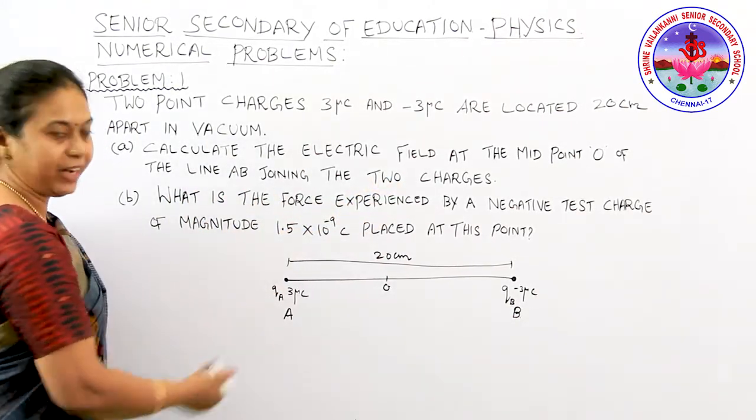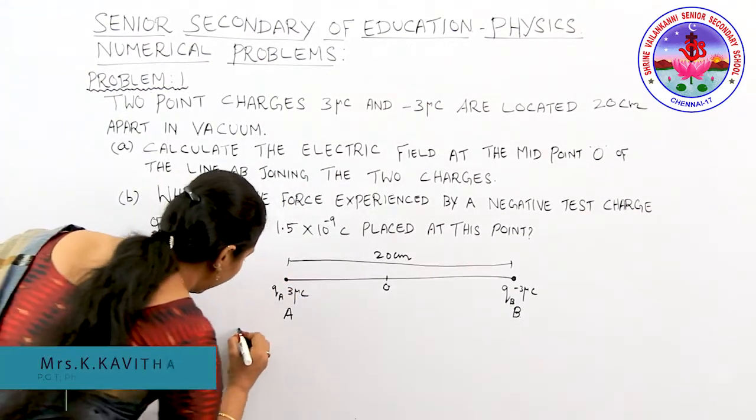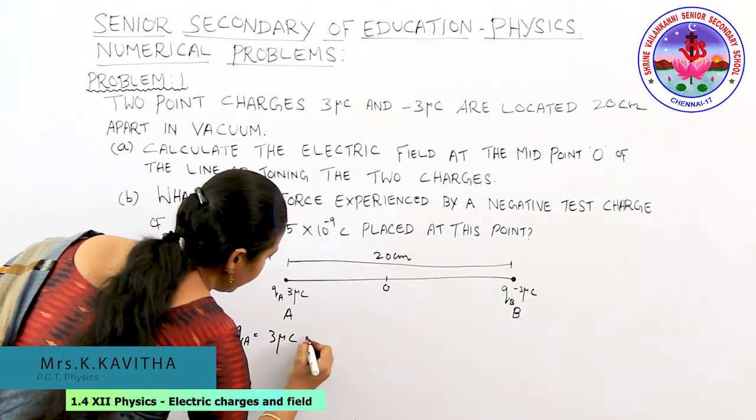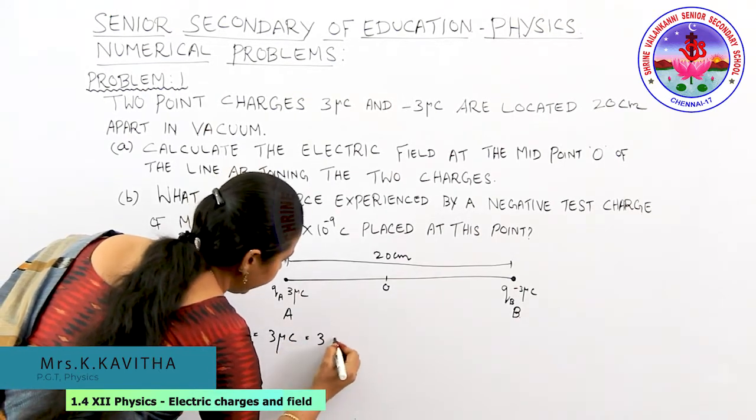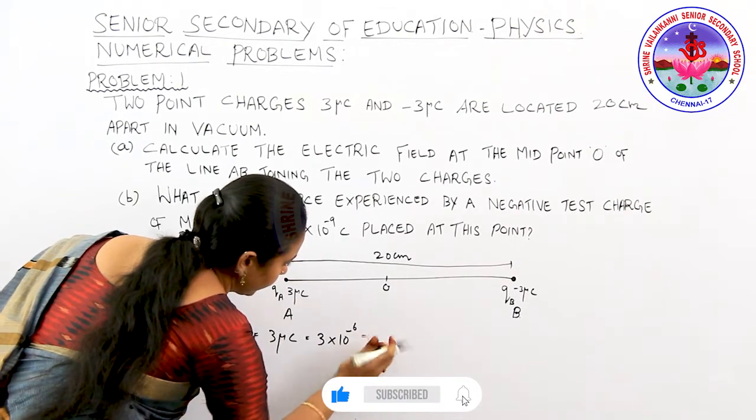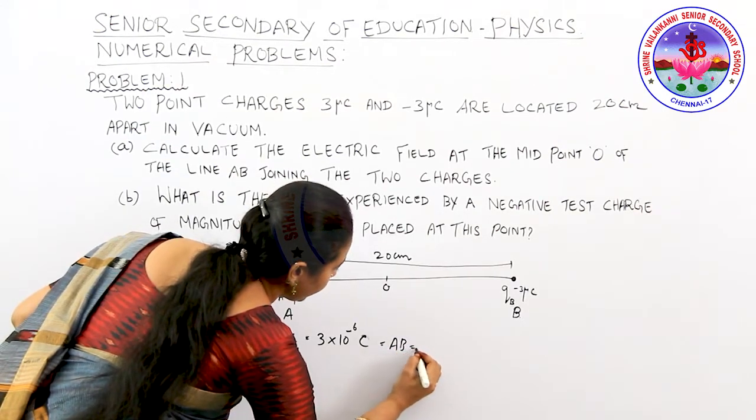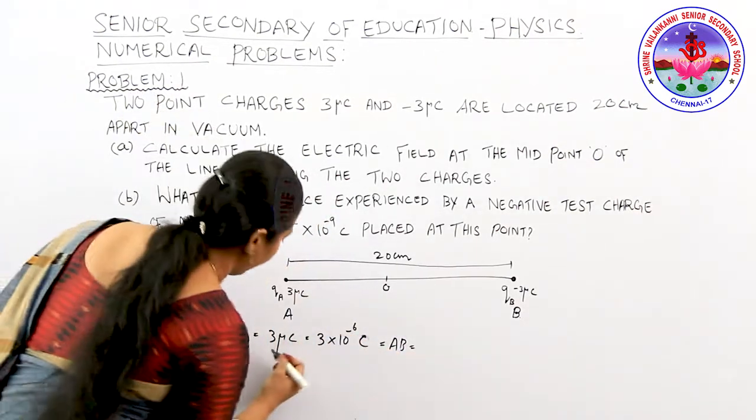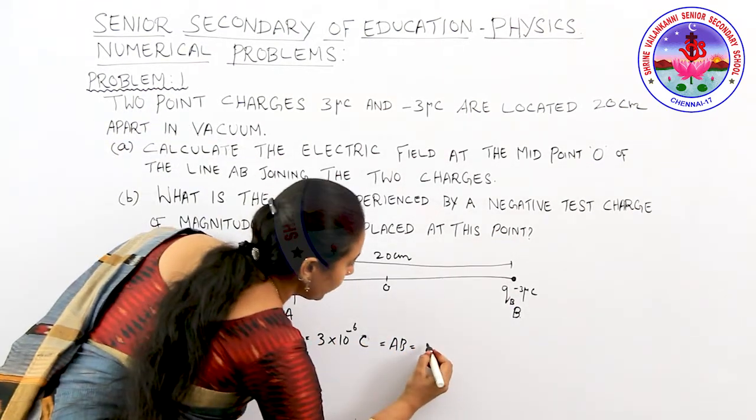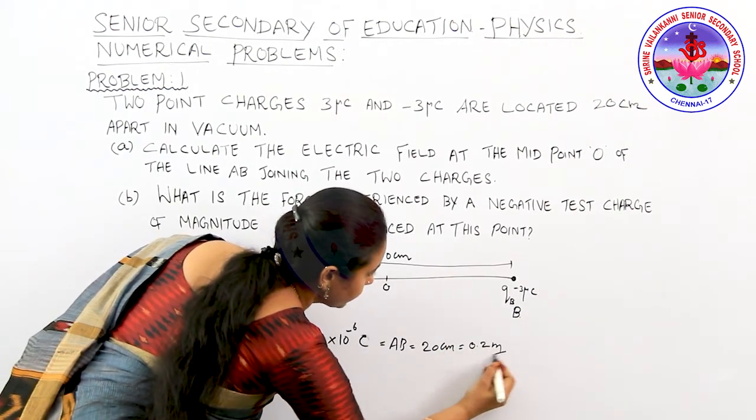First we have to write the given data. So QA, which they have given as 3 μC, we can write as 3 × 10^-6 coulomb. Okay, you have to write coulomb. Here they have given the line AB joining, you take it for the positive charge at A. So that you can take 20 centimeter, or we can write 0.2 meter, right?